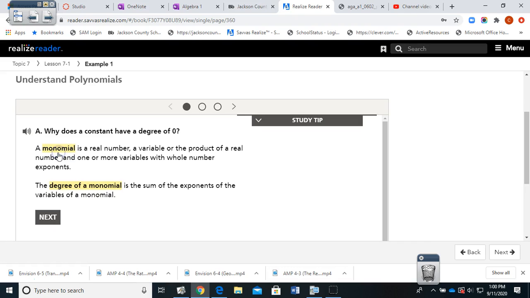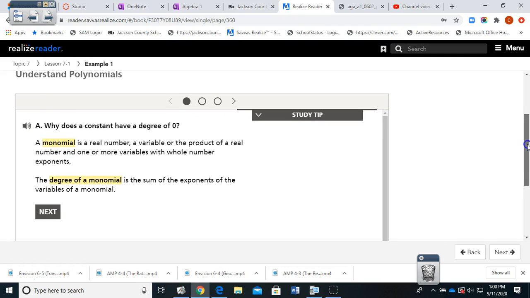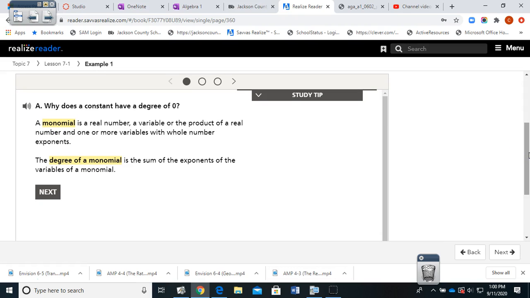So, the degree, okay? The degree of a monomial is the sum of the exponents of the variables of the monomial, okay? So, a monomial, it's a number, has to be real, by the way. All your numbers that you deal with in here will be real numbers. There are some things called imaginary numbers that you'll get to in Algebra 2. But for Algebra 1, we only deal with real numbers, so it's a real number, a variable, or the product of a real number and a variable.